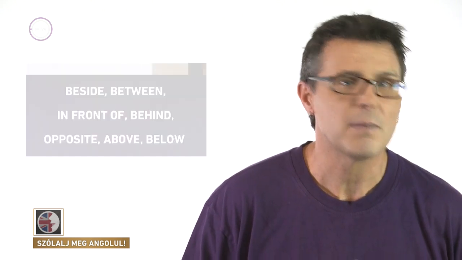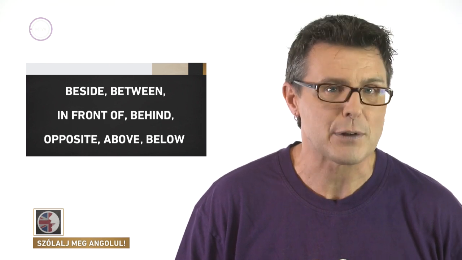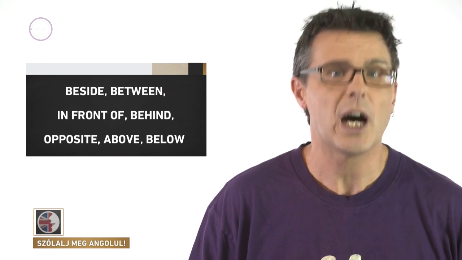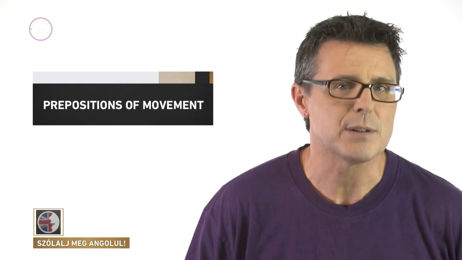Now today, we're going to look at some new prepositions. And today's prepositions are a little bit different. We've seen some different types of prepositions so far. We saw prepositions of time with Terence the squirrel. We saw prepositions of place in Doreen's bedroom. We learned some new prepositions of place in week 9: beside, between, in front of, behind, opposite, above, and below. Great. Now, today, we're going to look at some prepositions of movement.